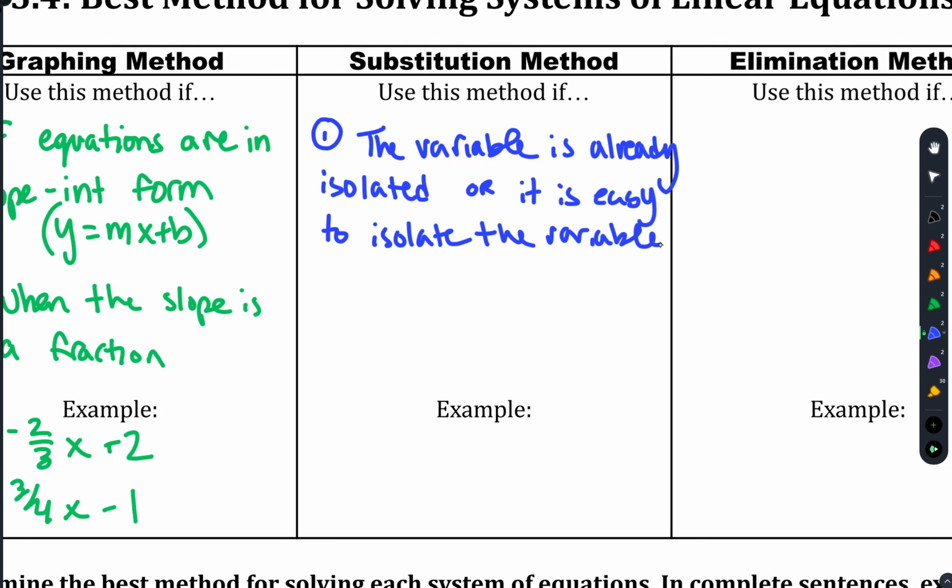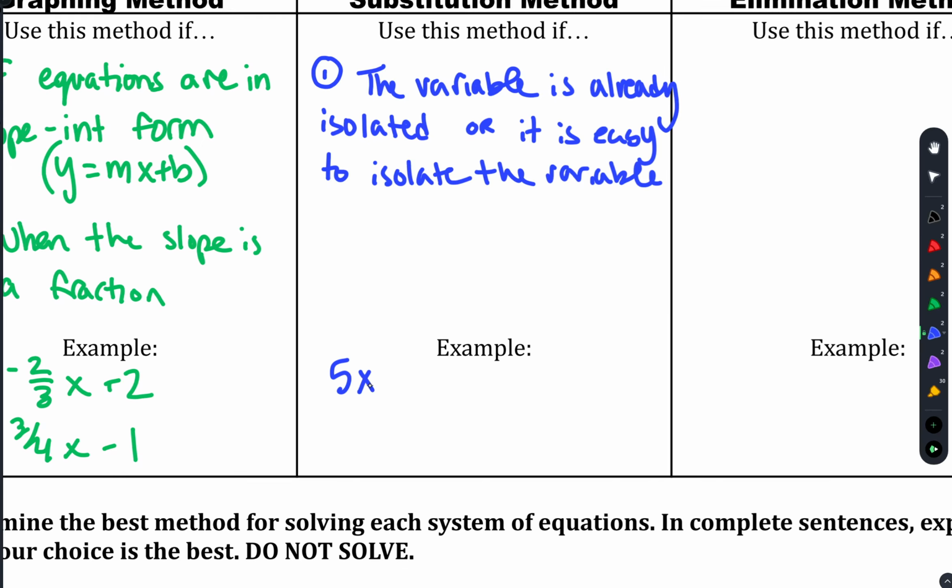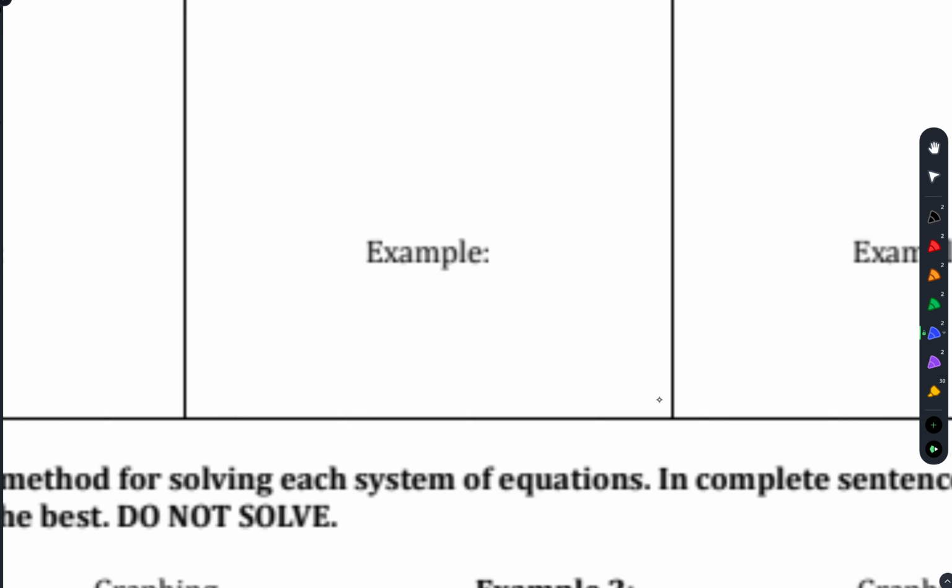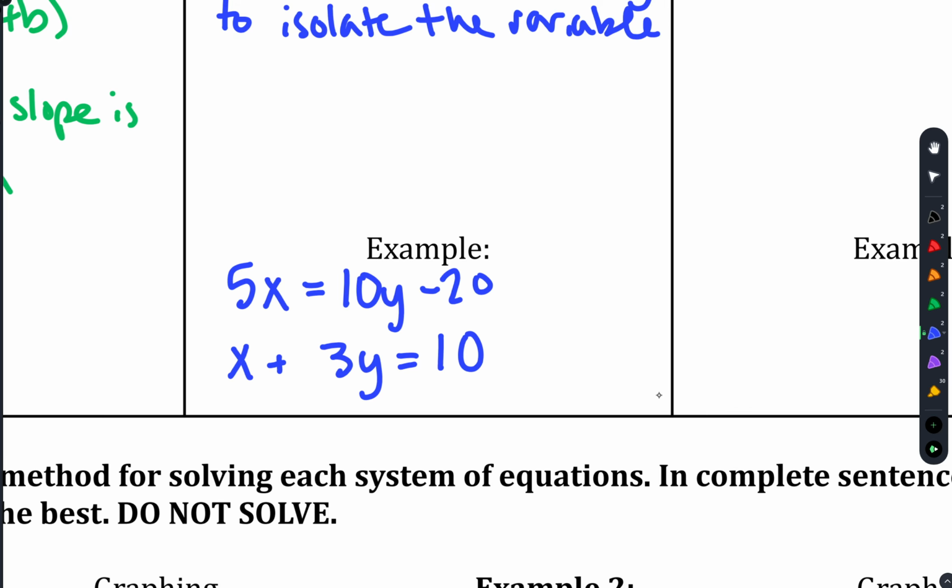So let me give you this example here. 5x equals 10y minus 20, and x plus 3y equals 10. In this example, do we see that there is one variable that's easier to isolate than the rest of them? I kind of have two options here. I could divide the entire equation by 5 and get this x alone really easily, or I could subtract the 3y from this equation and get that x alone very easily. So as long as your variable is easy to isolate, substitution works. Well, substitution always works, but we also want to use substitution in this case.